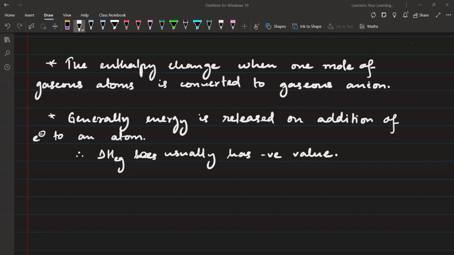Now, there is a similar word that is generally used with electron gain enthalpy. That word is electron affinity. Even the NCERT has just mentioned it at the end of a page about electron affinity. But we need to know what electron affinity is also. Write this down till here. Let me know once you're done.